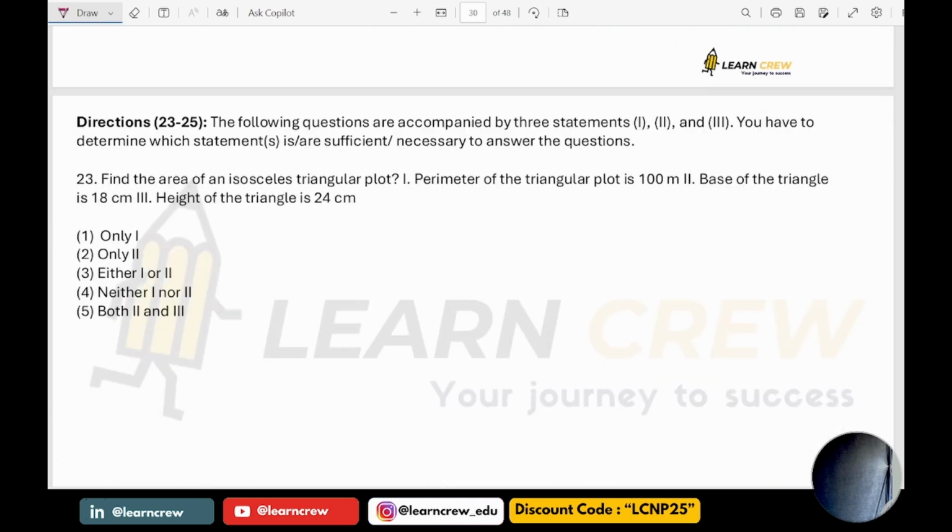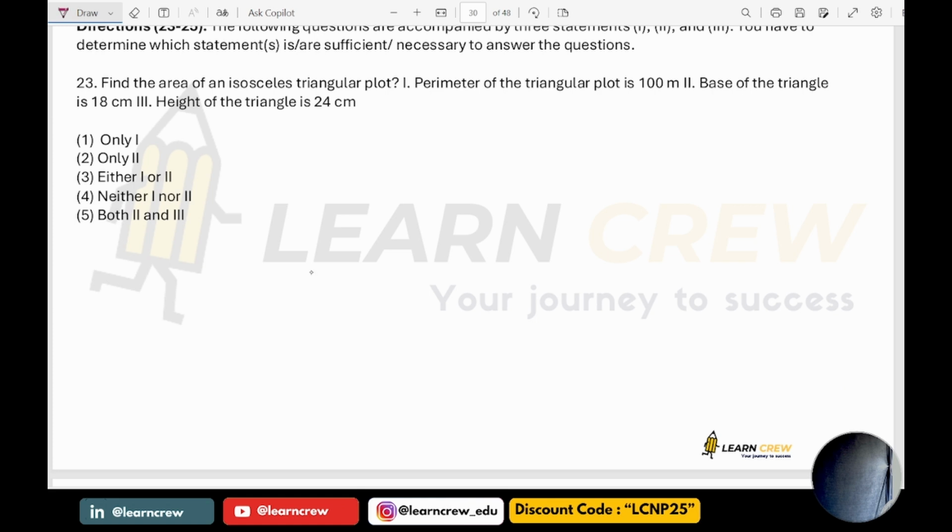Now 23. Find the area of an isosceles triangle of a plot. Perimeter of a rectangular plot is 2 into L plus B, which is given as 100. And base of a triangle is 18. Height of the triangle is, sorry, it is not a rectangle, right?